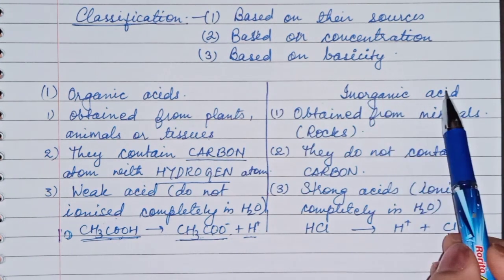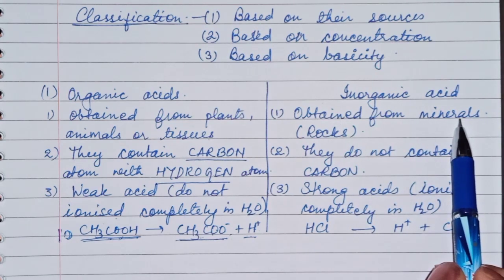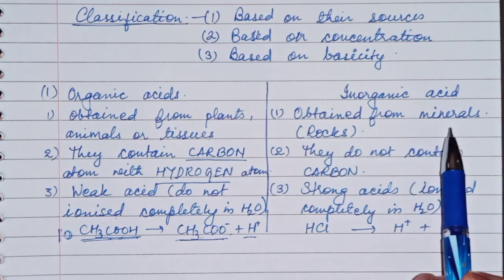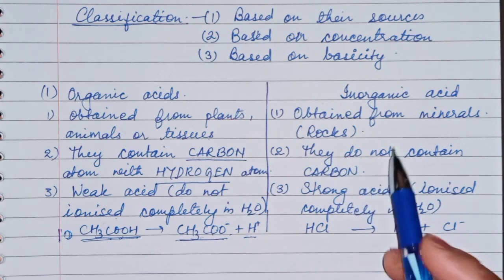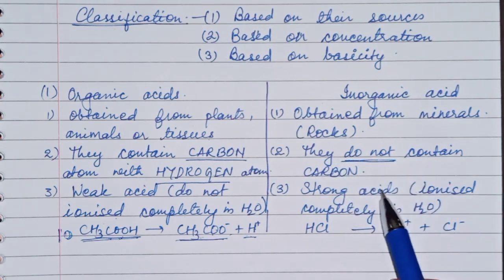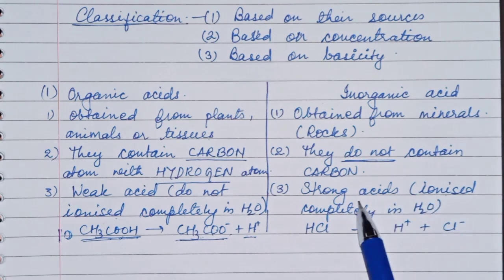Now, inorganic acids, these are obtained from minerals. Minerals means they are obtained from rocks. They do not contain carbon in them. And these are strong acids. Strong acids are the acids which ionize completely in water. Ionize completely means suppose we are taking an acid HCl and when you are dissolving this in water, you will see that all the molecules of HCl are dissociated into H plus and Cl minus ions. So here all the molecules are completely dissociated, so you can say it is a strong acid.